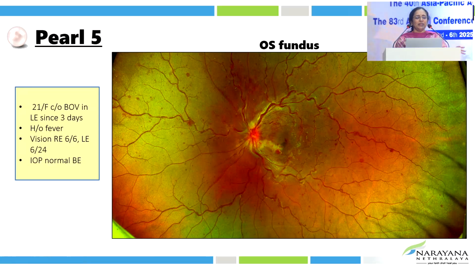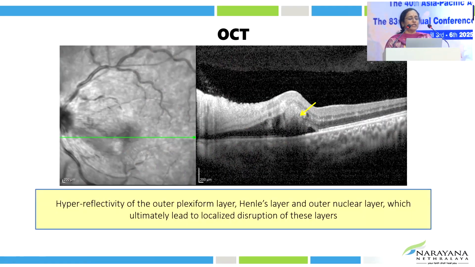Next, we'll move on to Pearl 5. Here again, the patient presented with history of fever with decreased vision. On fundus examination, we could see hyperemia of the disc with focal areas of retinitis with multiple retinal hemorrhages looking like impending vascular occlusion. OCT shows hyperreflectivity of the outer plexiform and Henle's layer and the outer nuclear layer, which ultimately lead to localized disruptions.